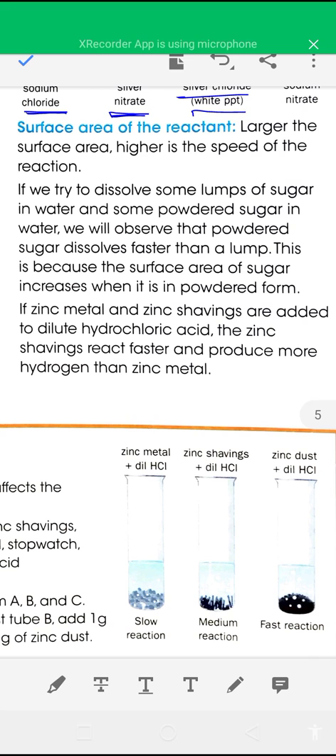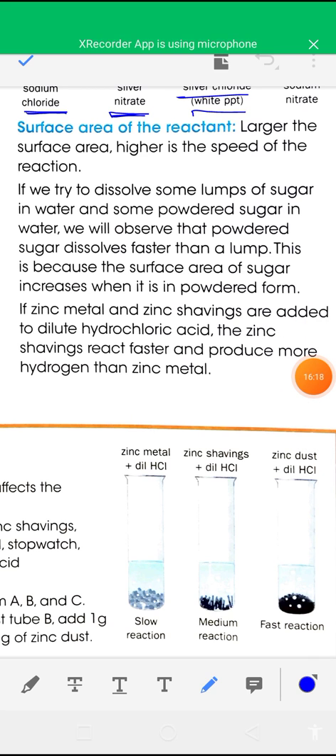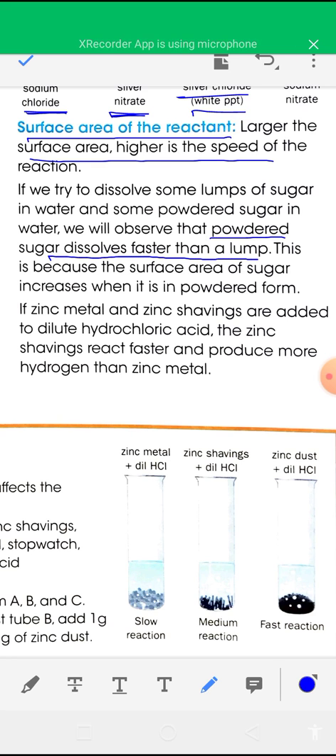Next, surface area of the reactant. Next condition is surface area of the reactant. The larger the surface area of the reactants, the higher is the speed of the reaction. For example, if we try to dissolve some lumps of sugar in water and some powdered sugar in water, we will observe that powdered sugar dissolves faster than a lump of sugar. This is because the surface area of powdered sugar is much more than lump of sugar.